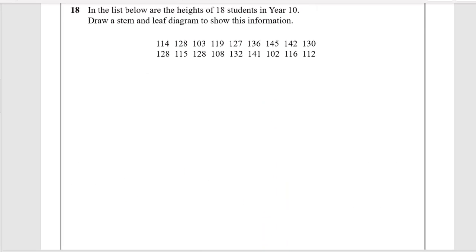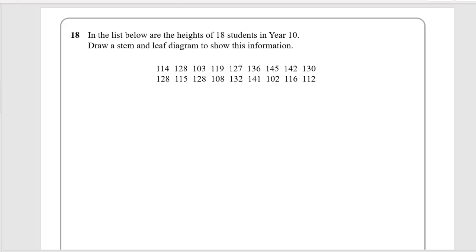So next we have a stem and leaf diagram. The list below shows the heights of 18 students in year 10. Draw a stem and leaf diagram to show this information. It does not say in order for the stem and leaf, but I'll talk about this after I've done this.